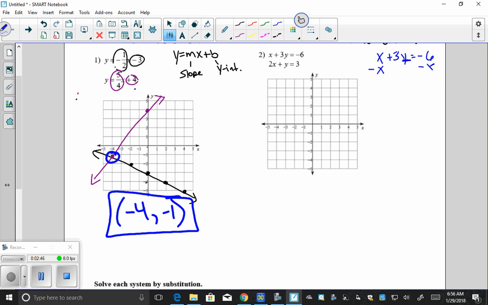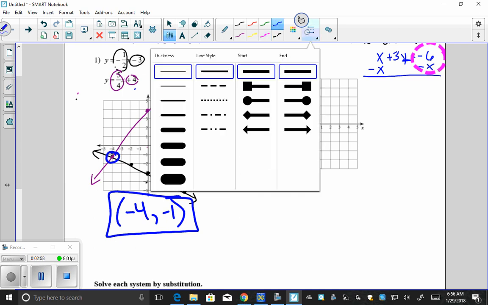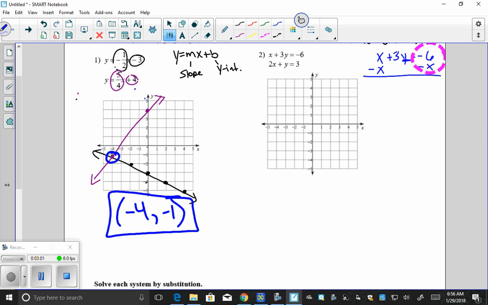So I'm going to subtract x from both sides, and because these are not like terms, it has to stay separate. So I'm going to get 3y equals -x minus 6. Divide both sides by 3, and you get y equals -1/3 x minus 2. Now graph.